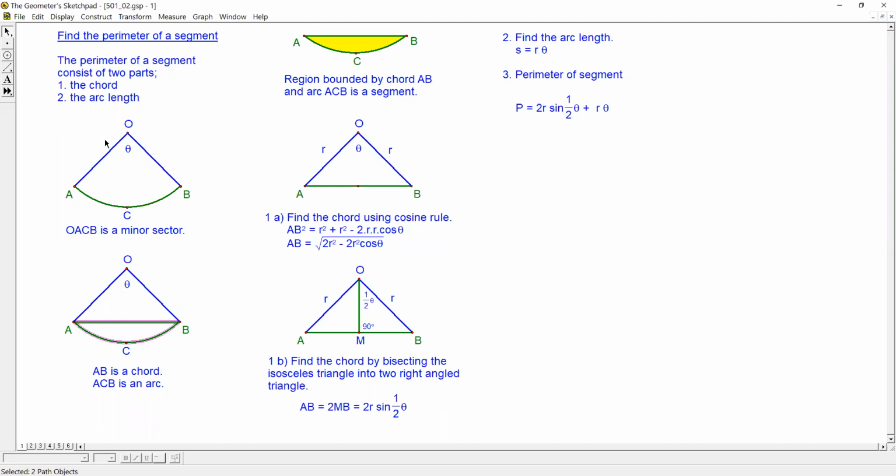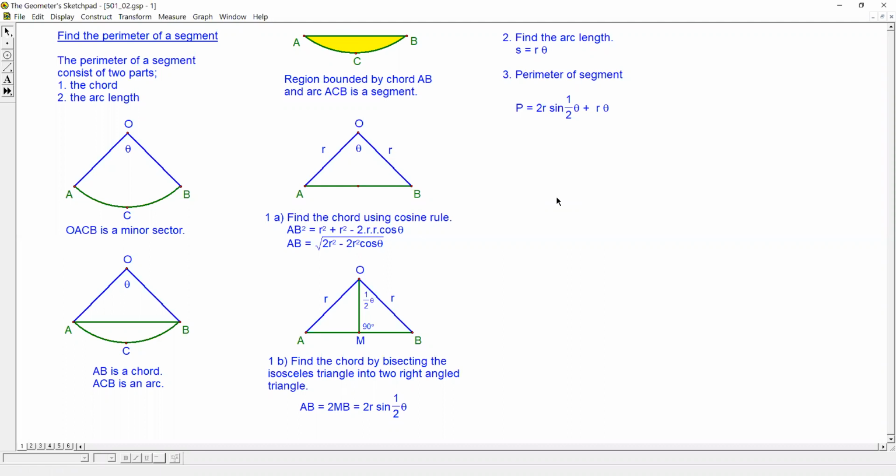Just like here, the area here is called the sector. This area here is called the segment. Look at this one: here I have shaded the segment in yellow. The yellow part is called the segment. This segment is bounded by two lines. One straight line at the top is called a chord, and a curved line at the bottom is called an arc.